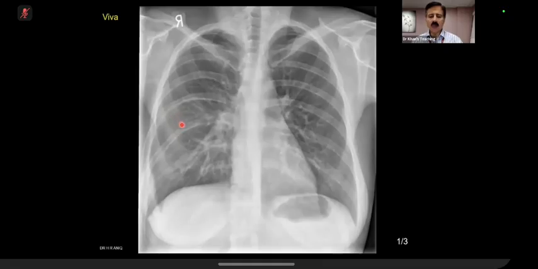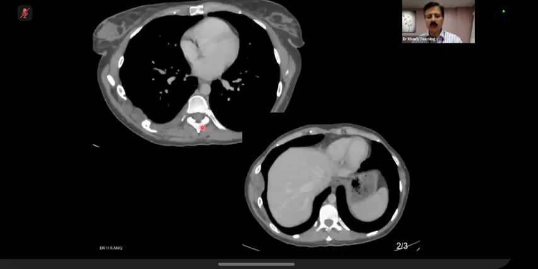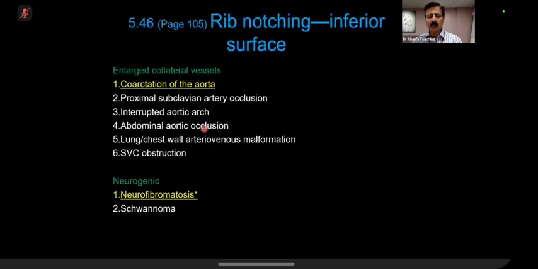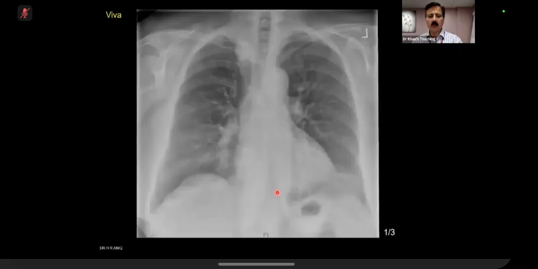This kind of a finding you will only pick up when we go through your protocol, and ultimately you pick it up. It's a subtle finding. And in this particular case, there were neurofibromas. This is a case of neurofibromatosis, neurogenic tumor. And the differential diagnosis, rib notching inferior surface. There is a differential diagnosis in your book, inferior surface and superior surface. So neurogenic is what we are talking about. This is your last case, and then number 3 should be ready.